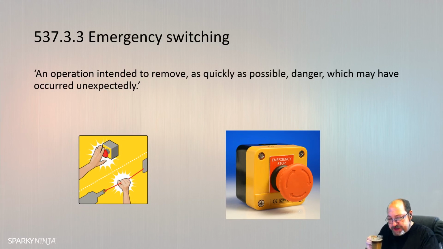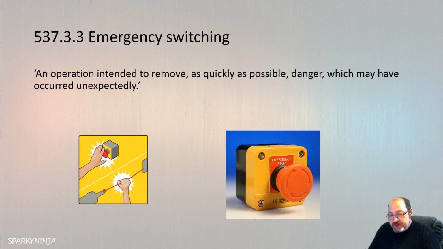537.3.3 emergency switching. So this is selection and direction of devices for emergency switching off shall be in accordance with the following regulations and 537.2, which was isolation. So they all need to comply with isolation, basically. It must be capable of breaking the full load current.